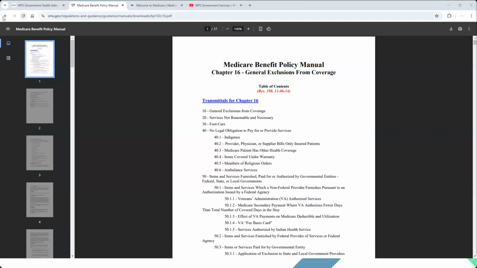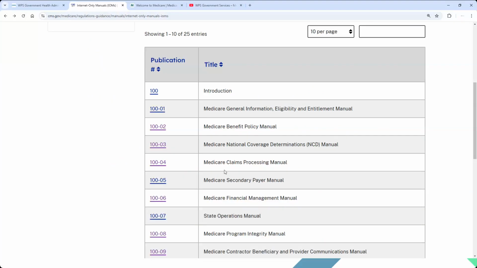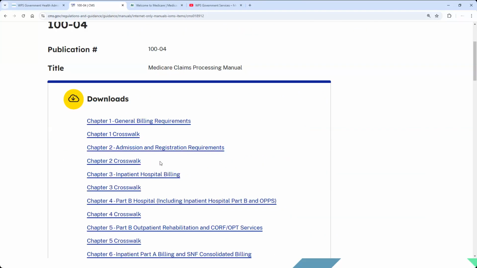Another person asked, and I want to use another example on it. So I went back 2 screens and I'm going to go to the Medicare Claims Processing Manual. This is different. The Benefit Policy Manual explains what the benefits are. The Claims Processing Manual tells you the CMS requirements for the claims processing system. So there's a lot of different general billing requirements, things like that.